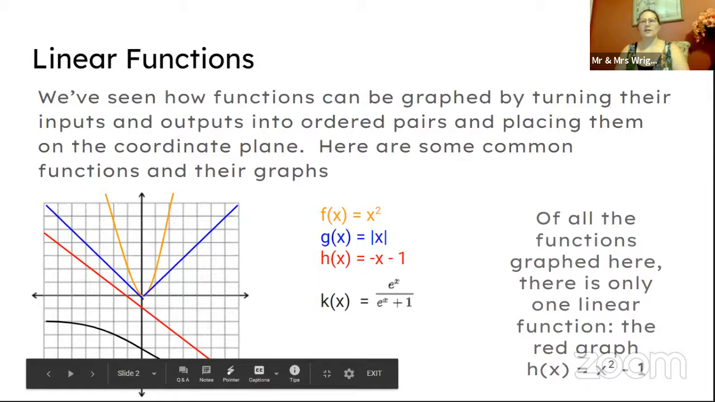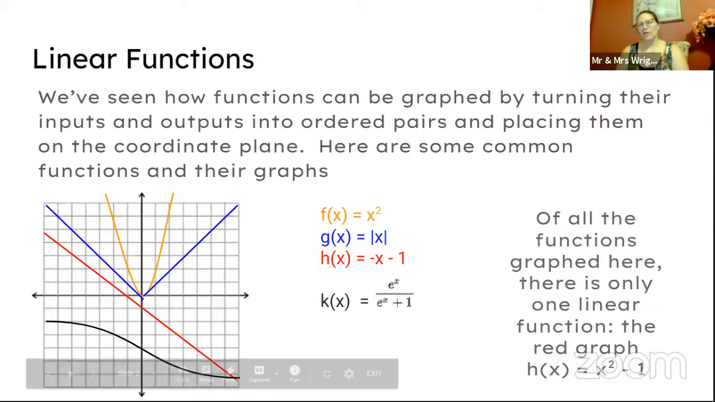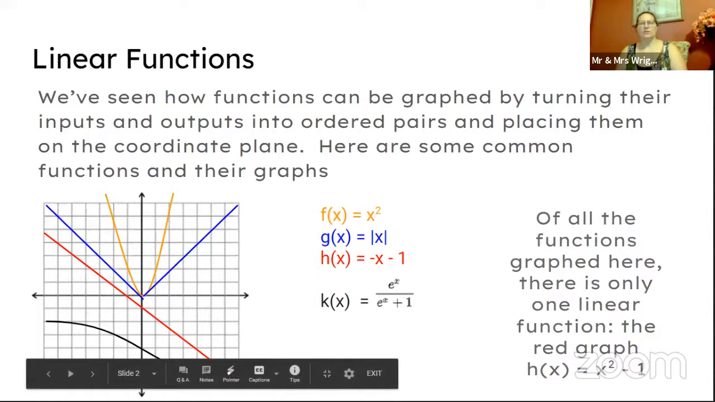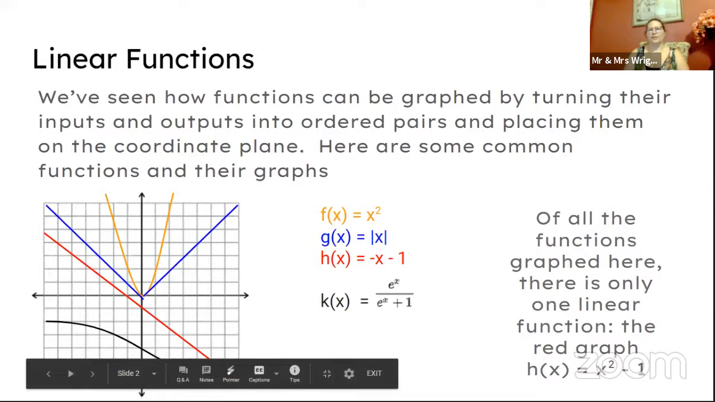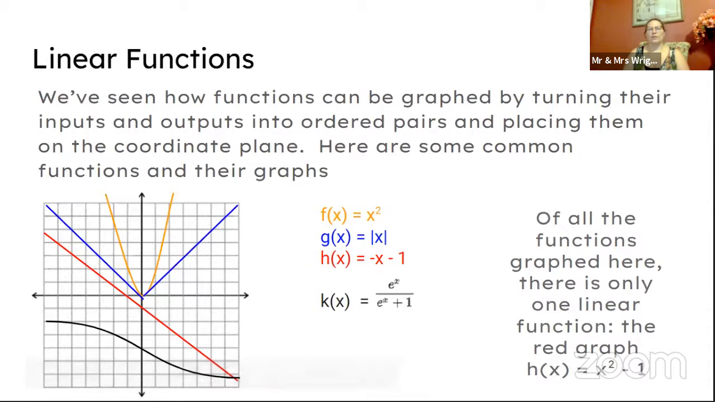If you notice, all of these are functions. They all pass the vertical line test. However, only one of them is a linear function. Only one is a line, and that's going to be this red one. H of x is negative x minus 1, this red line here. So that is what we're talking about.